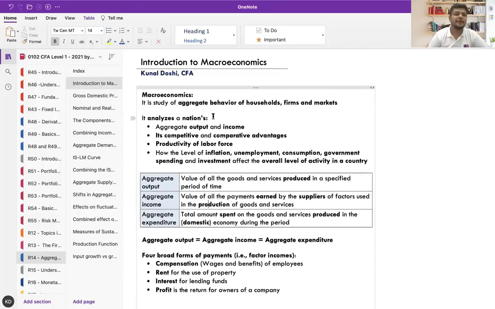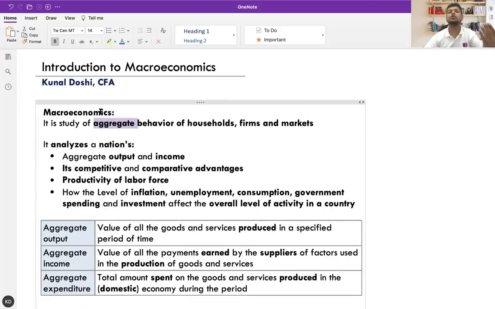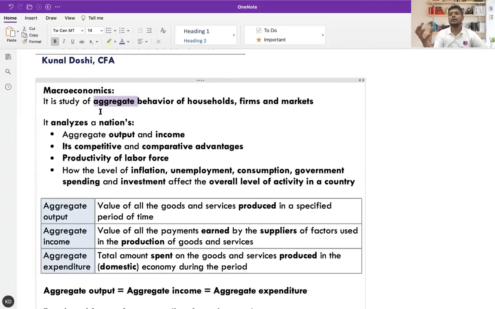If microeconomics was the behavior of an individual or a particular business, macroeconomics is the aggregate behavior of everyone, households, firms, and markets. What do you mean by aggregate? The total, correct? So microeconomics focuses on individual behavior, macroeconomics focuses on the total behavior, correct?